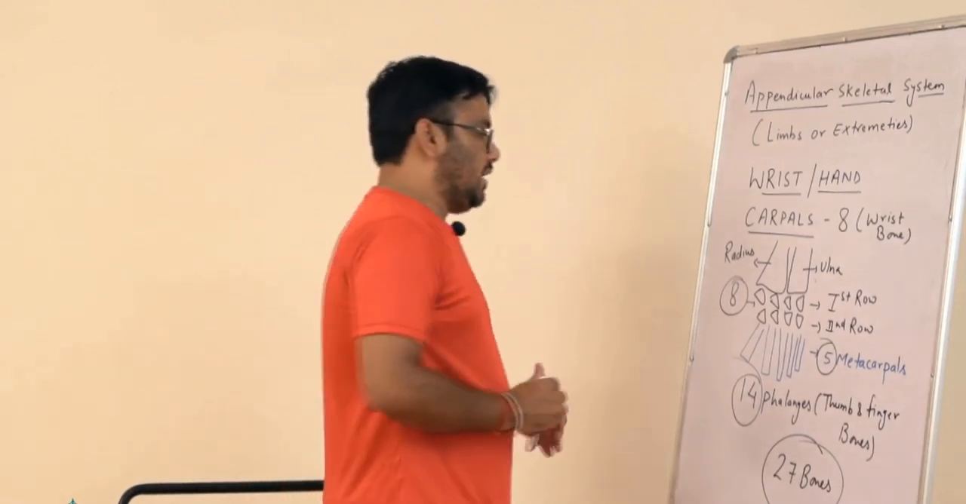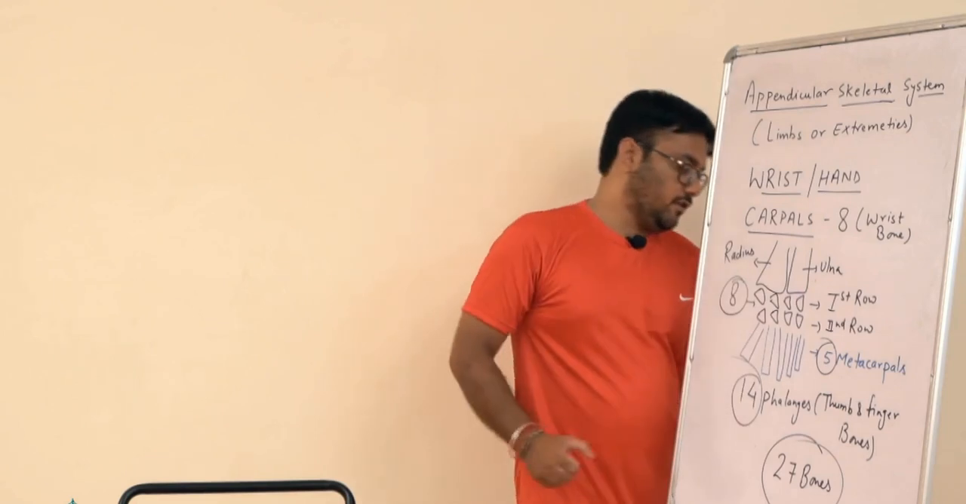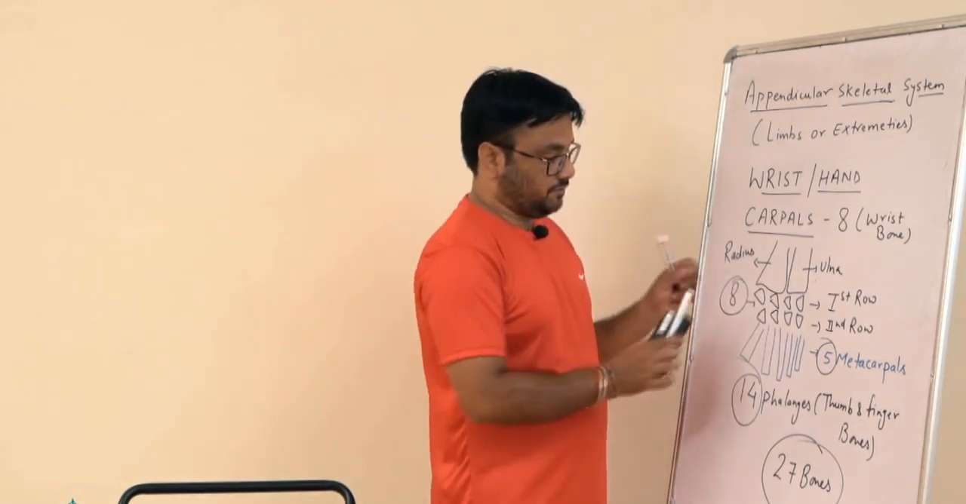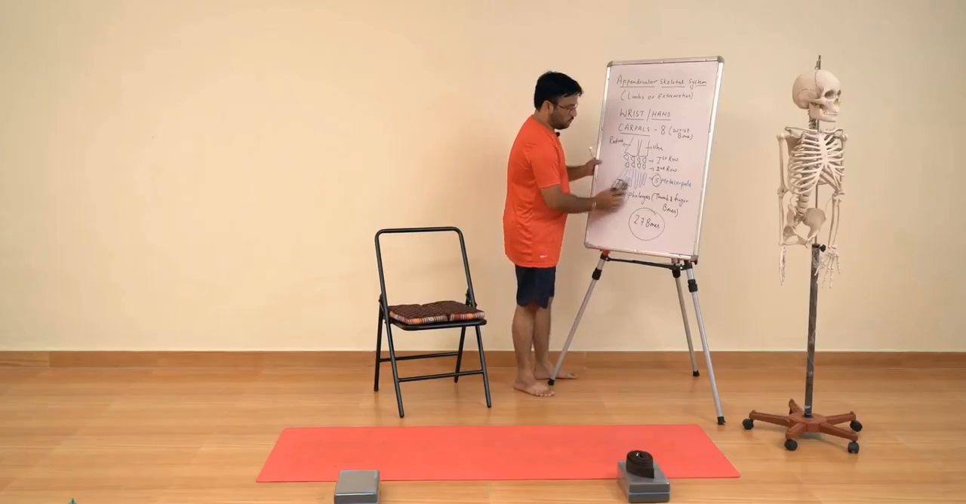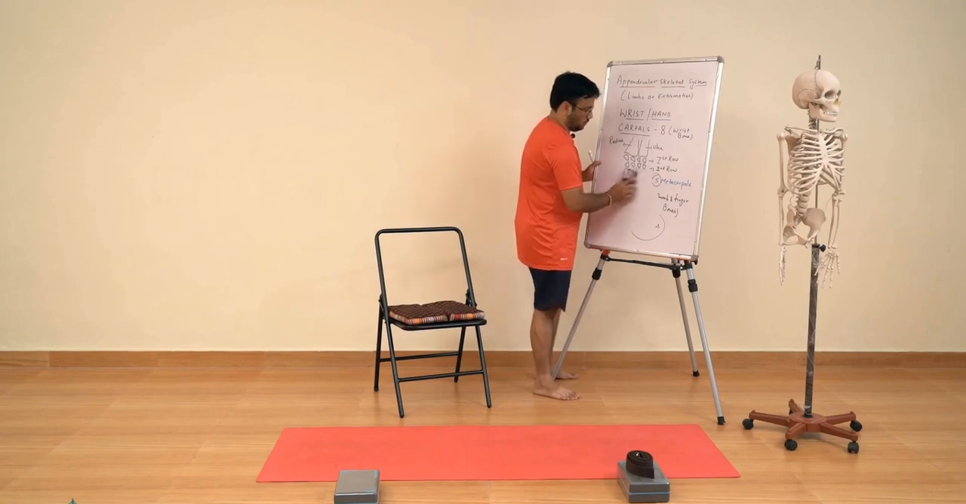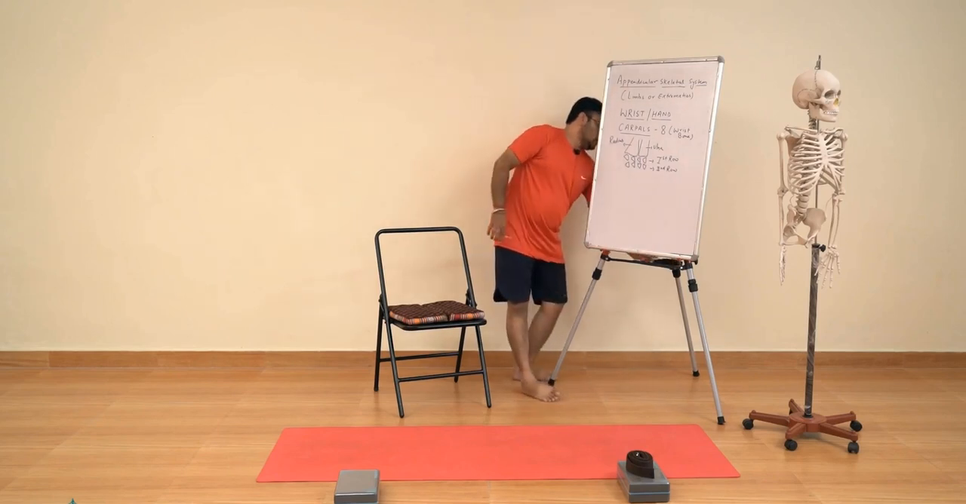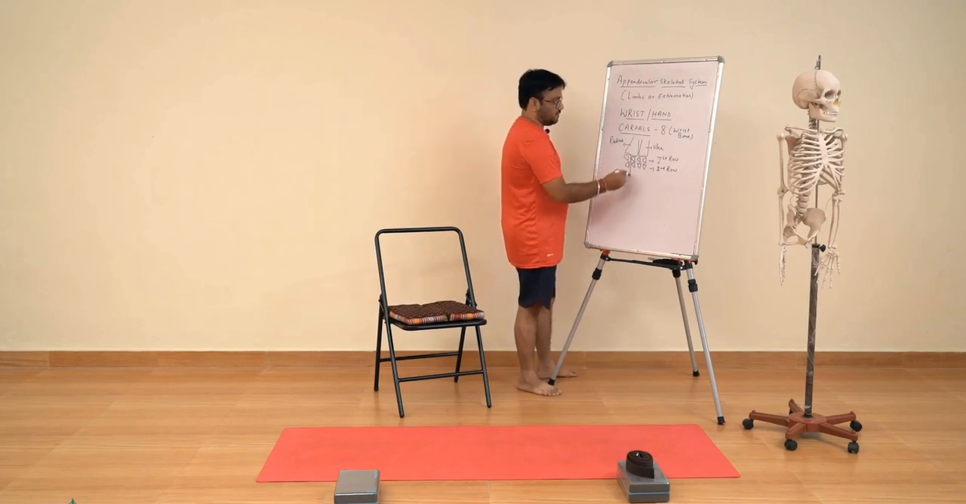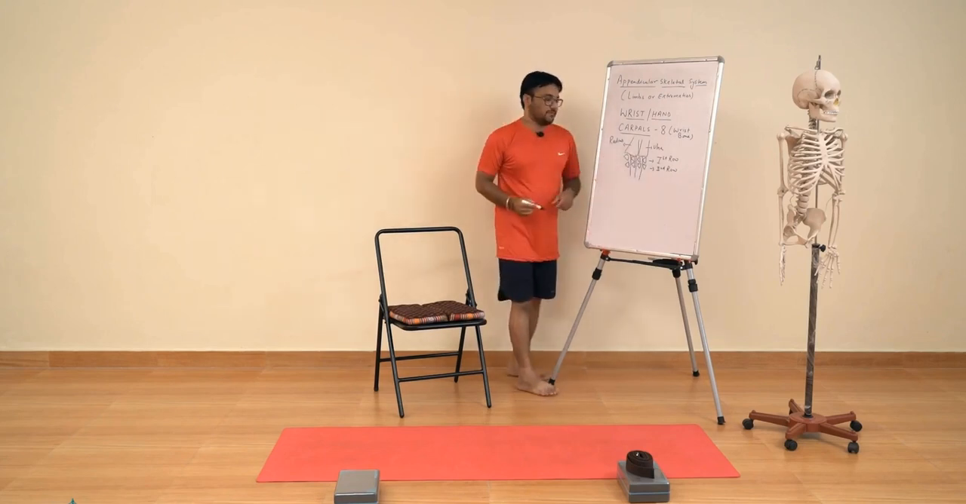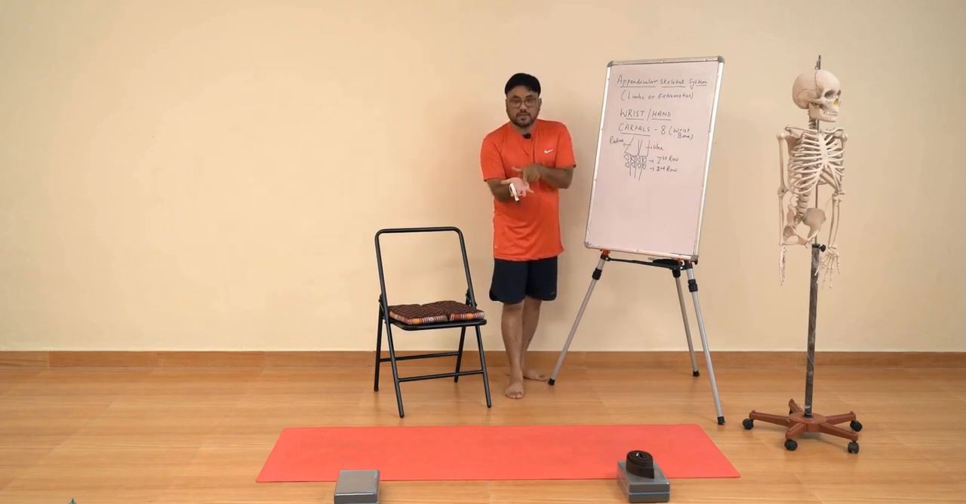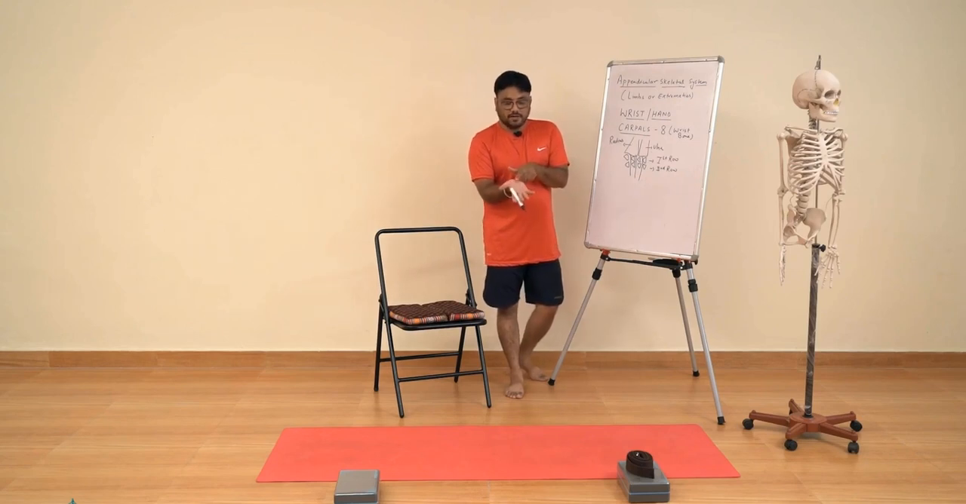Now we come slightly more deeply to the injuries here. Anatomy we know. Small bones. Inside the small bones, your wrist bones that we call carpals, in between them the nerves and blood vessels are passing. So many nerves and blood vessels are passing from here, supplying the mid part of the hand and the fingers.